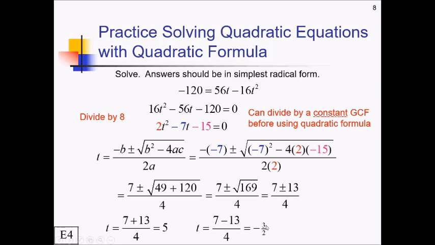But if this was a real-life problem asking how long it takes arrows to come back down, probably we want to take the positive number. Negative time just doesn't really make sense. So 5 seconds would be our real-life answer, but these are both algebraic solutions.